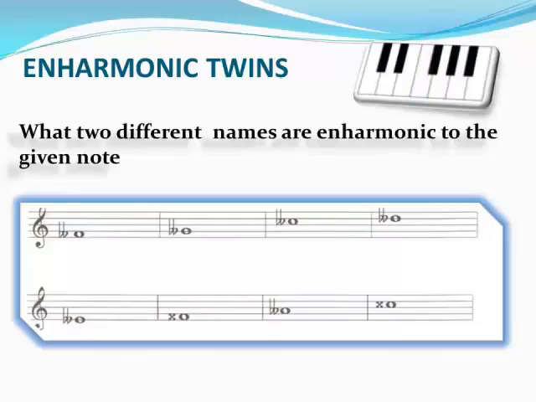Next we have C double flat. We'll begin on C, then move down a half step to C flat, and then down to C double flat. Another name for C double flat would be B flat. The last example in this line is D double flat. We'll start on D, then D flat, then down to D double flat and discover that D double flat is the enharmonic twin of C.